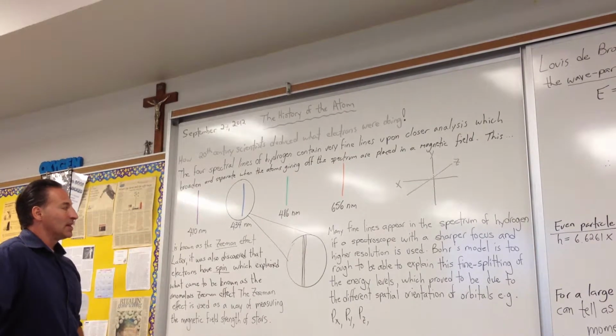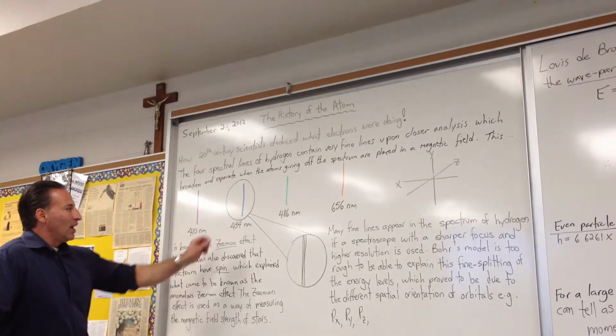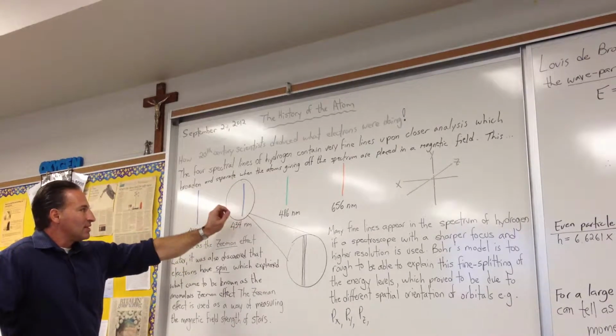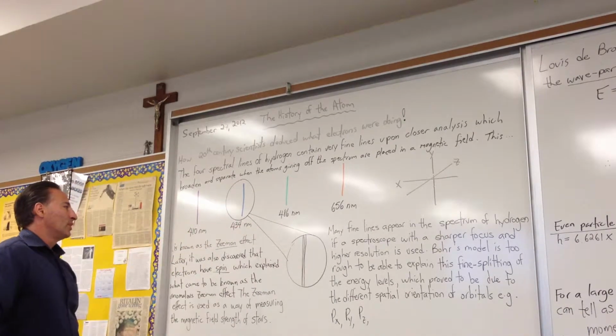And these are emission lines. But if you then subject the hydrogen gas to a strong magnetic field, and you take a closer look at one of these lines, you'll see that it splits into 3 lines. So I wrote that down.